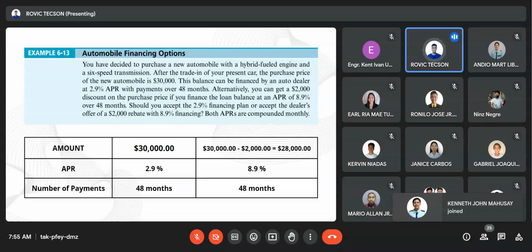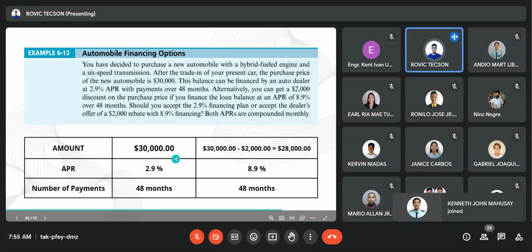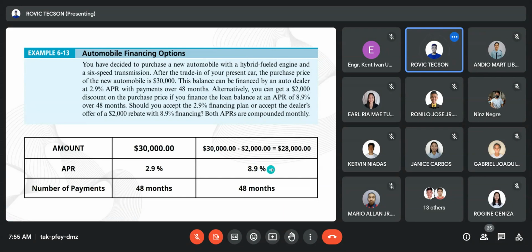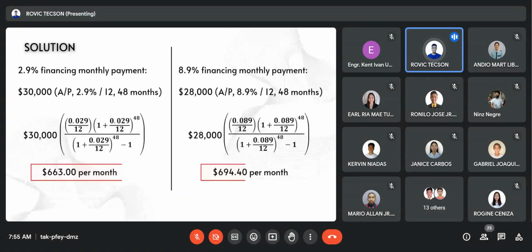So I created a table with the given amounts. For the 8.9% APR, the amount here is $28,000 because of the $2,000 rebate subtracted from our principal amount of $30,000. So these are the new values that we will tackle in this problem. So this is the solution.